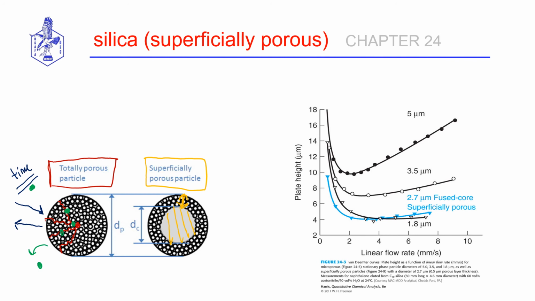If we go to a Van Deemter plot in which we're optimizing the flow rate of our mobile phase, remember we want to minimize the plate height for the best resolution, so we're looking for the flow rate that gives us the minimum plate height. Okay, the first parameter we're looking at is the diameter of the particle in general. Okay, so 5 micron particles, and these are traditionally fully porous particles. 3.5 and 1.8 micron particles.